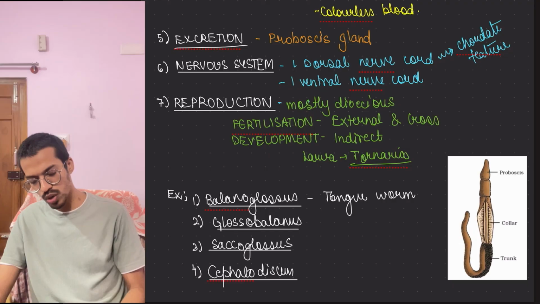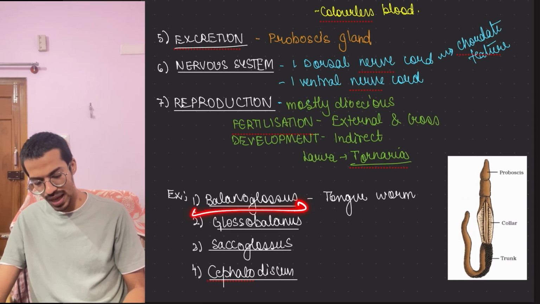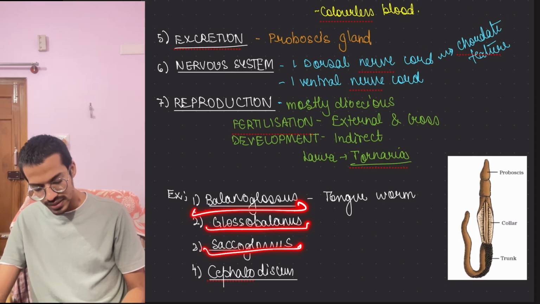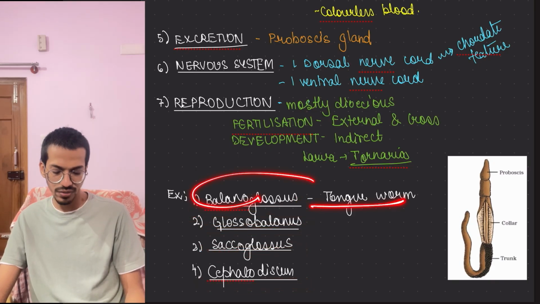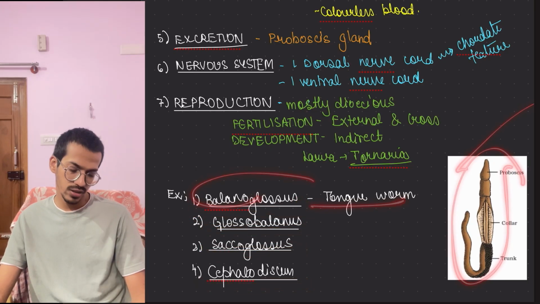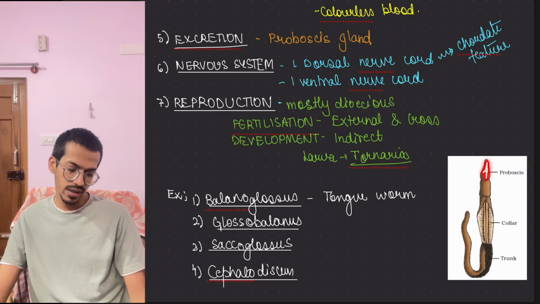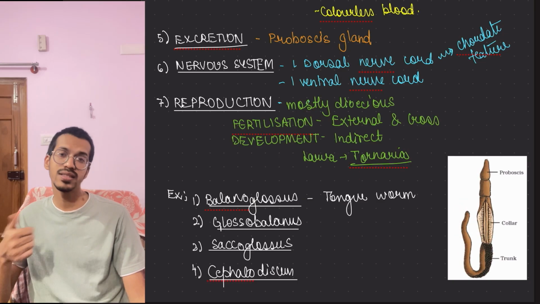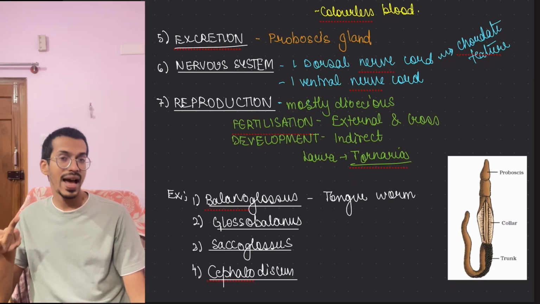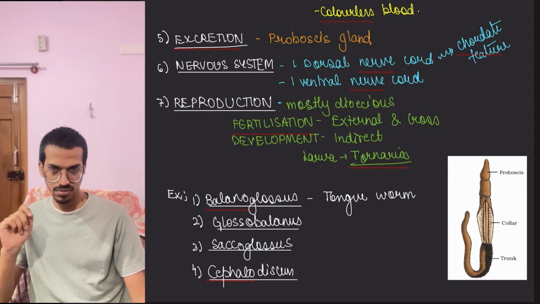Then examples are Balanoglossus, Glossobalanus, Saccoglossus, Cephalodiscus. Balanoglossus is called tongue-worm. It is one of the examples given in NCERT. So this is the proboscis, collar, and the trunk region, which has gonads, hepatic caeca, and gills, all of these things present.